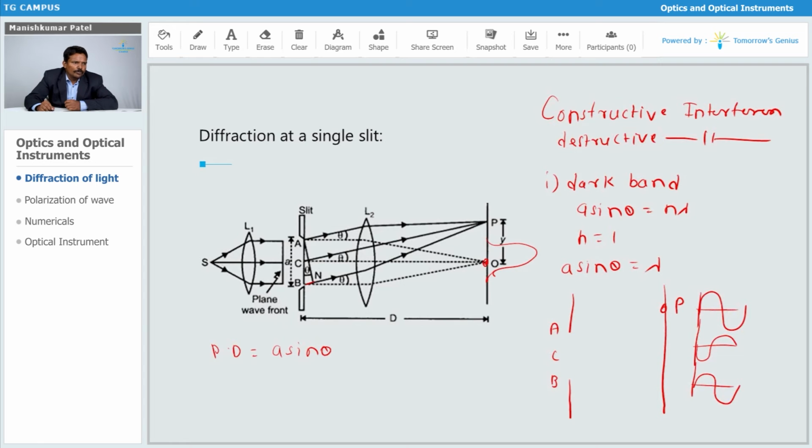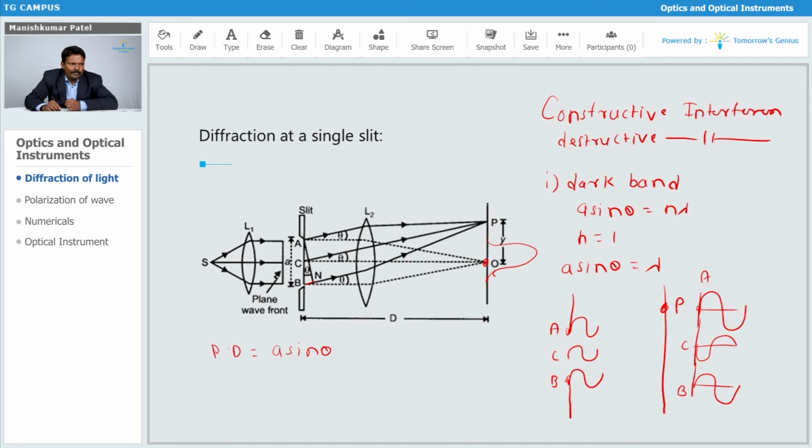Yeah, so when the waves emitted from A and B and C reach point P, you can see that there is a phase shift between A and C, which is 180 degrees, that is pi, and between C and B also 180 degrees. So the phase shift between these two extreme points is nothing but lambda, that is 2 pi.